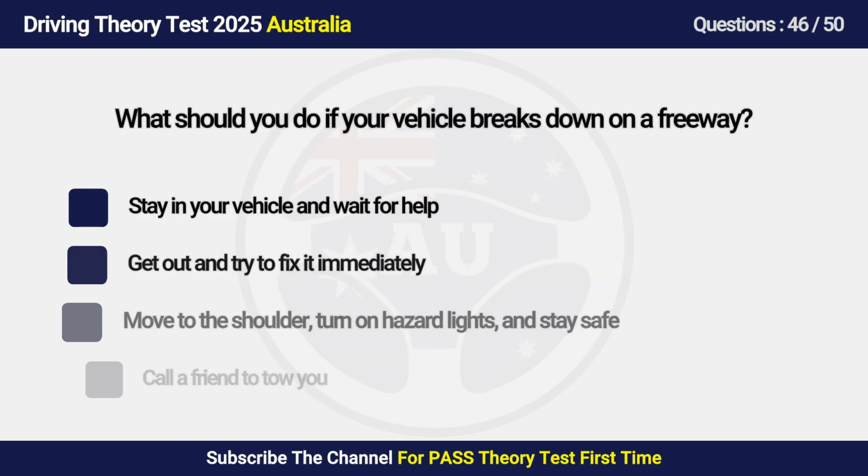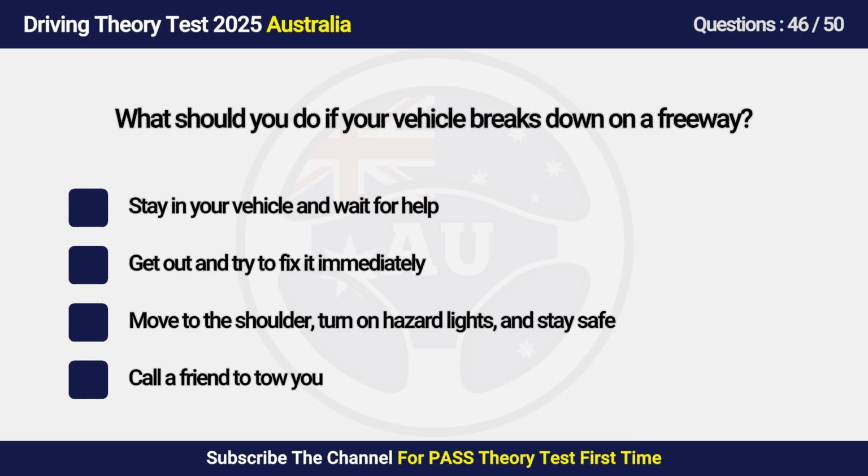Question 46. What should you do if your vehicle breaks down on a freeway? A. Stay in your vehicle and wait for help. B. Get out and try to fix it immediately. C. Move to the shoulder, turn on hazard lights and stay safe. D. Call a friend to tow you.